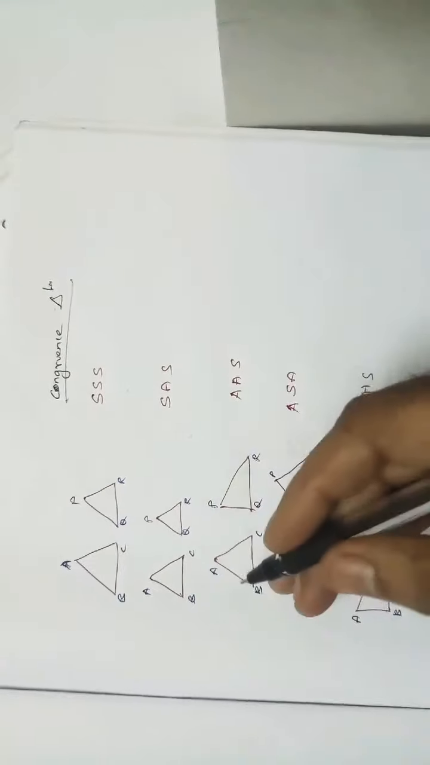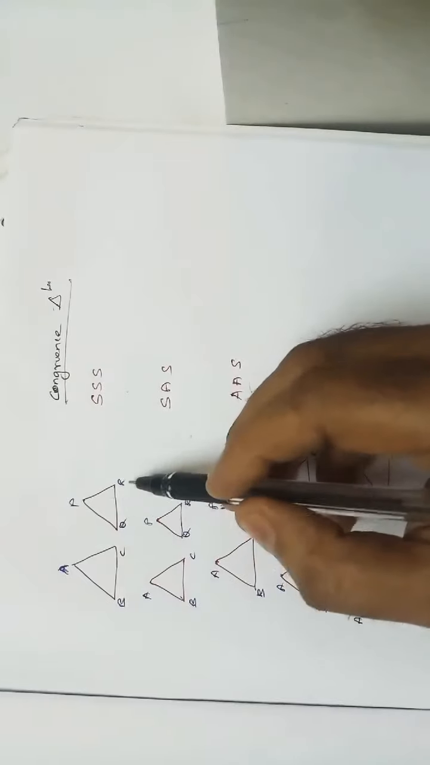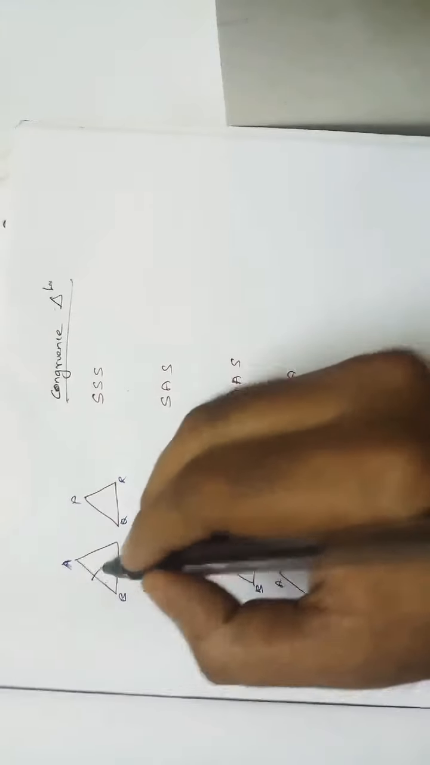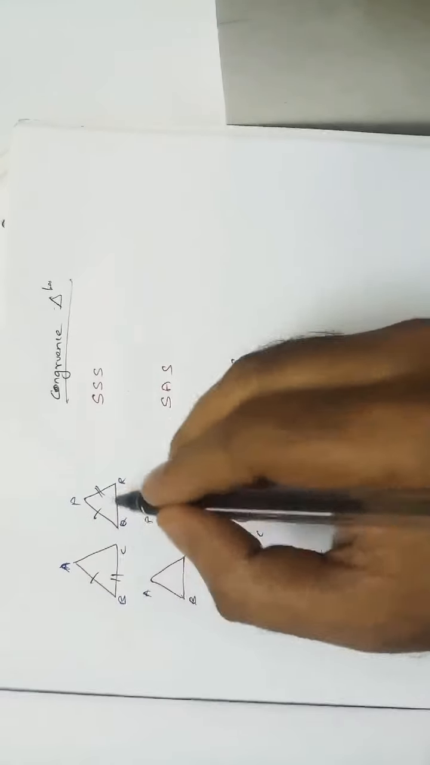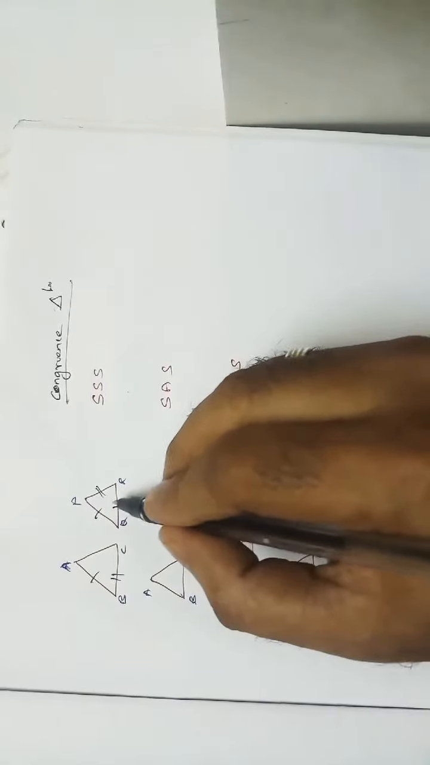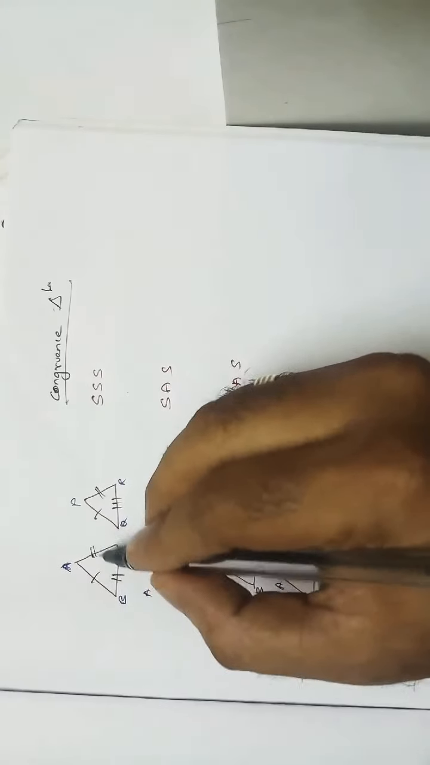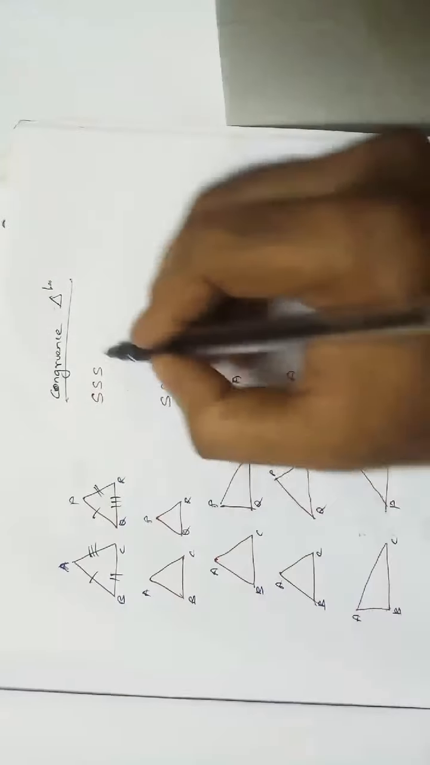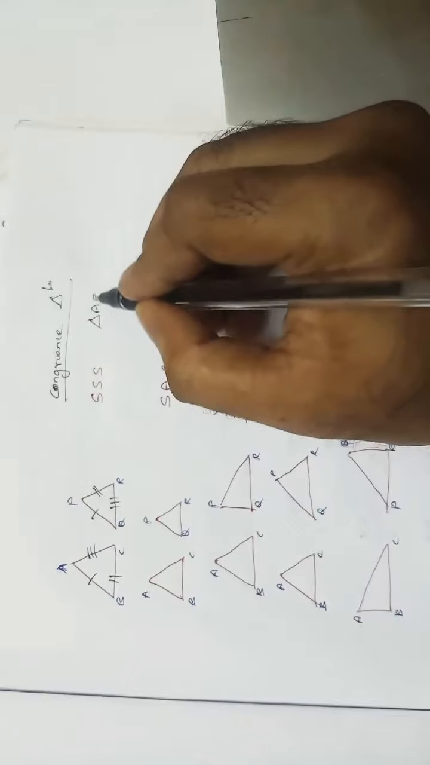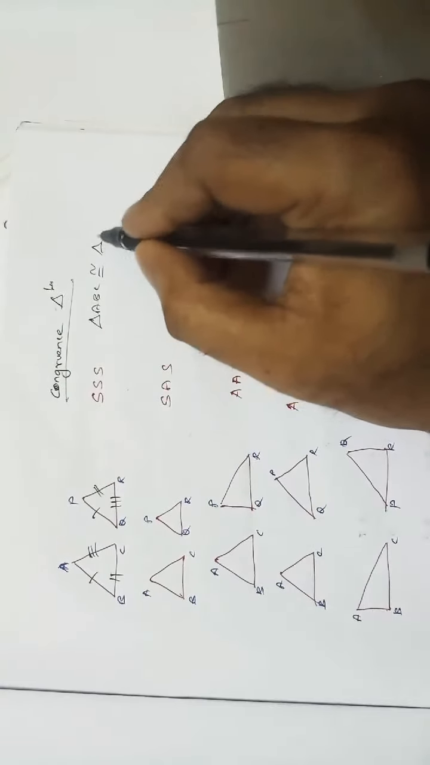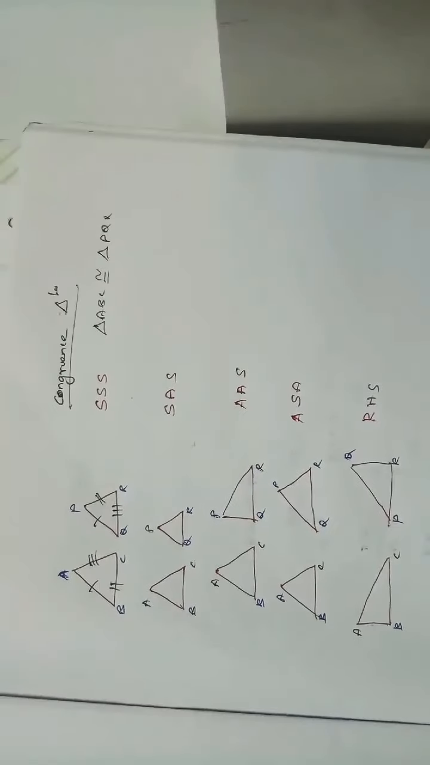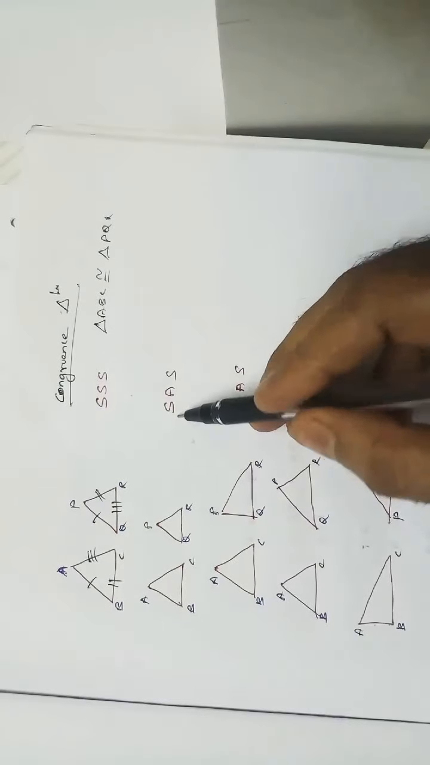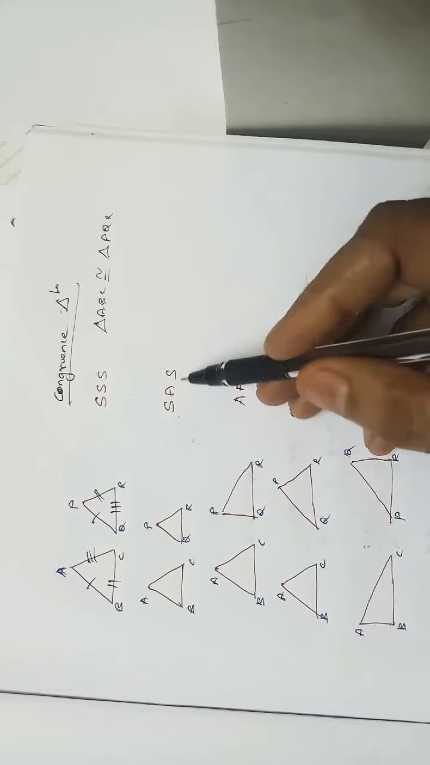We can say that two triangles are congruent. Suppose we are having two triangles ABC and PQR. If the sides are equal, AB is equal to PQ and BC is equal to PR and QR is equal to AC, then triangle ABC is congruent to triangle PQR by the third rule. Here the second rule is side, angle, side.